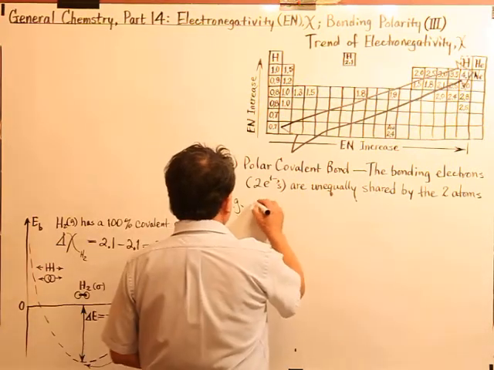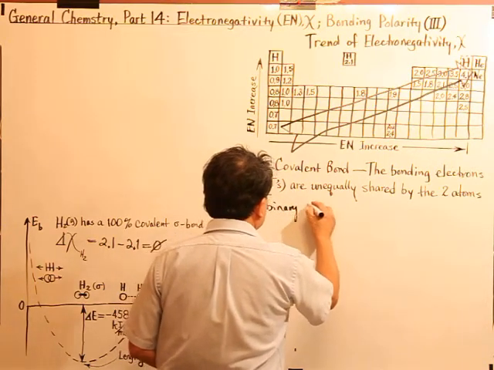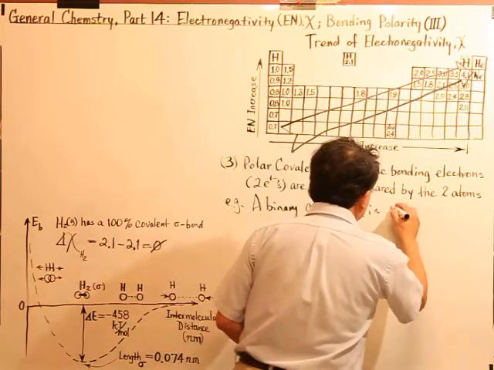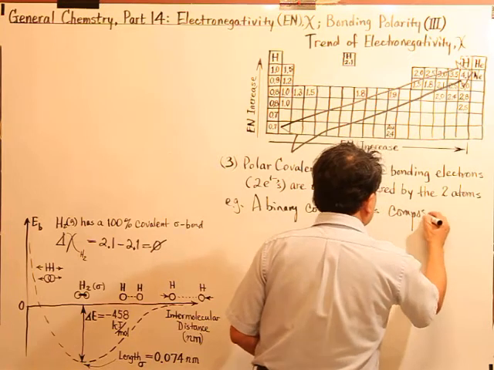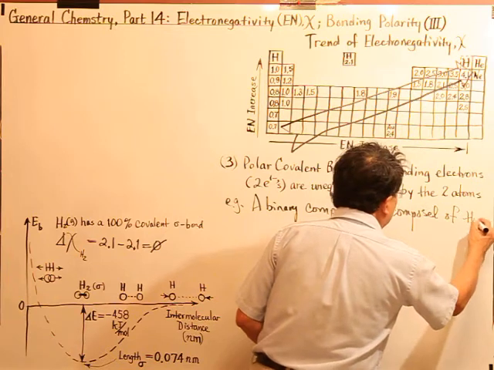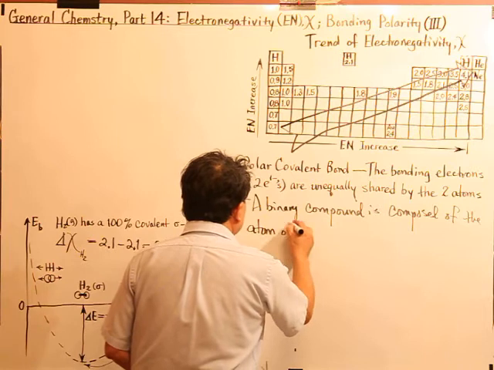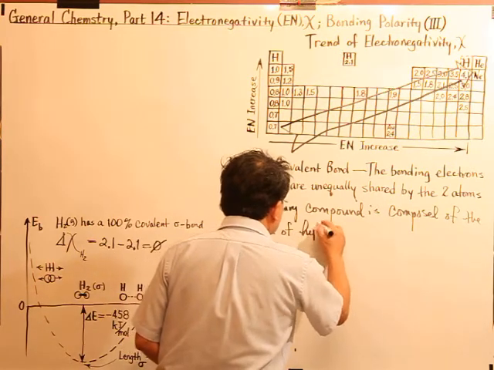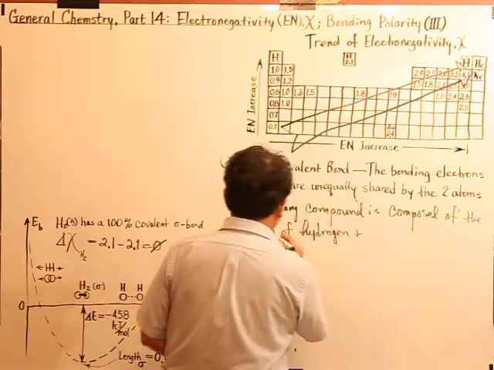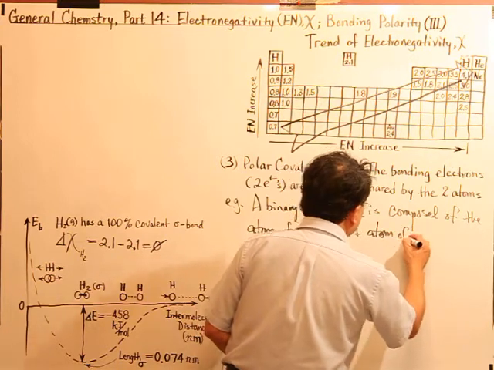Okay, so a binary compound is composed of an atom of hydrogen and an atom of fluorine.